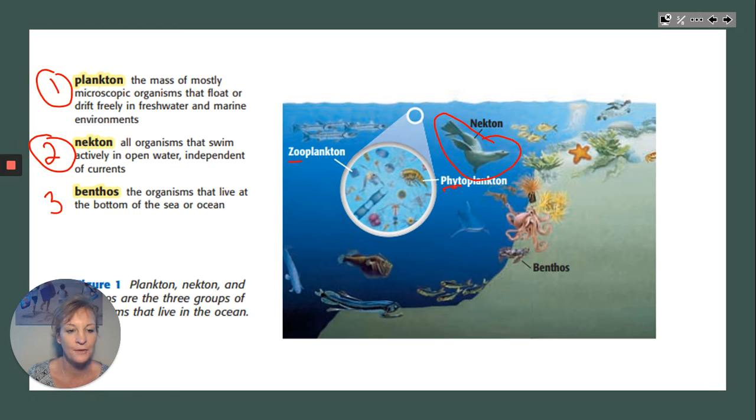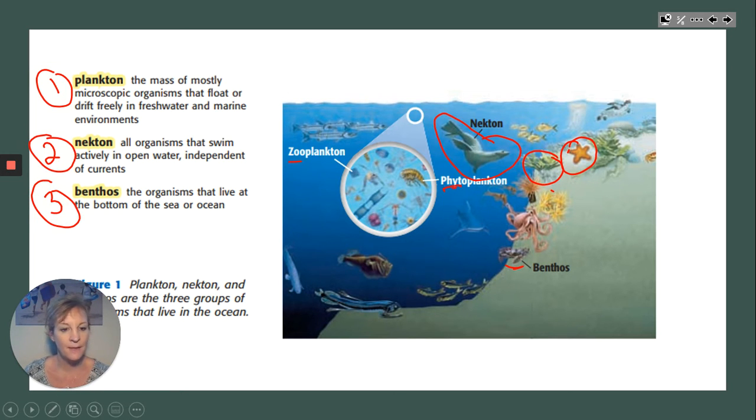And then the third is going to be something called a benthos. And benthos are your creatures that live on the ocean floor. So for example, a crab would be considered a benthos. They live on the ocean floor. Things like starfish are benthos. They live on the ocean floor. They don't swim about. Even coral that's stuck to the bottom can be considered a benthos. So they live at the bottom of the sea or the ocean.